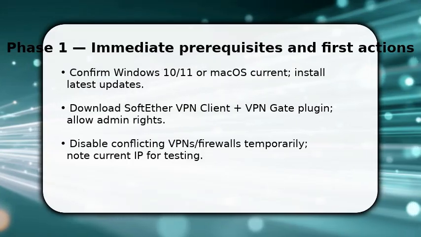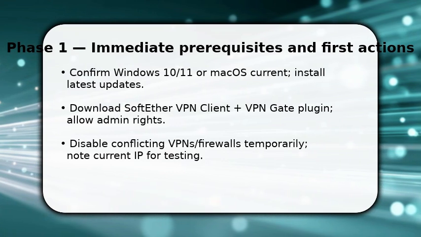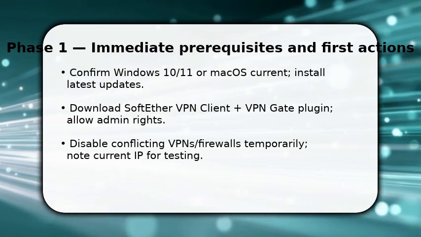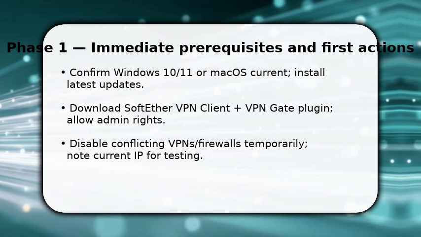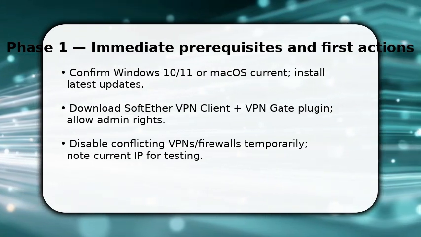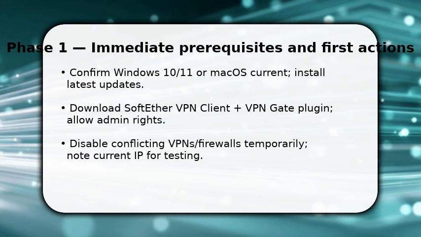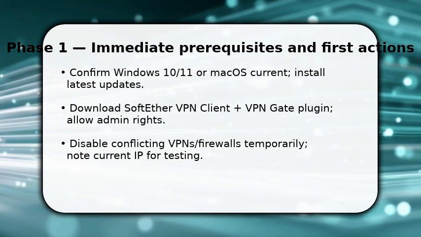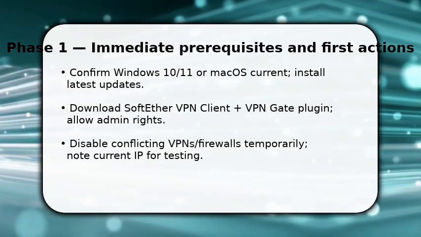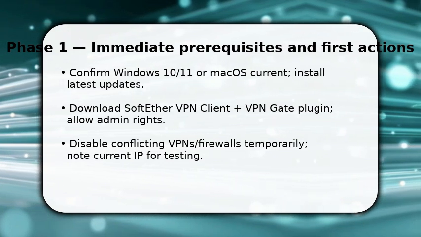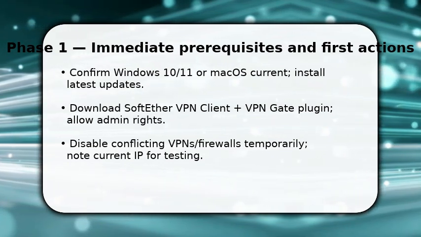You start by preparing your laptop. Install the SoftEther VPN client and the VPN Gate plugin now. Give the installer administrative permission so drivers and TAP adapters install cleanly. While it runs, make sure your OS updates are applied and close other VPN apps. Conflicts will block connections. Note your public IP before connecting. That helps verify the tunnel.